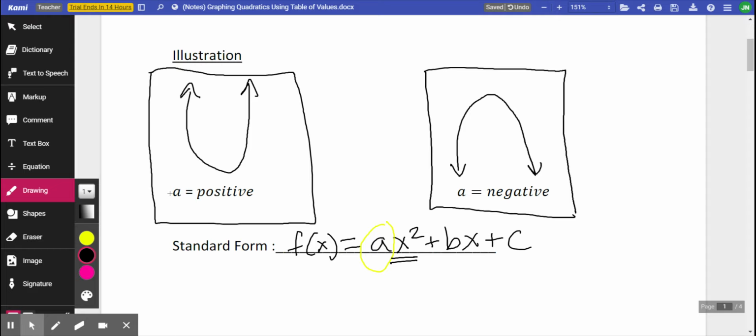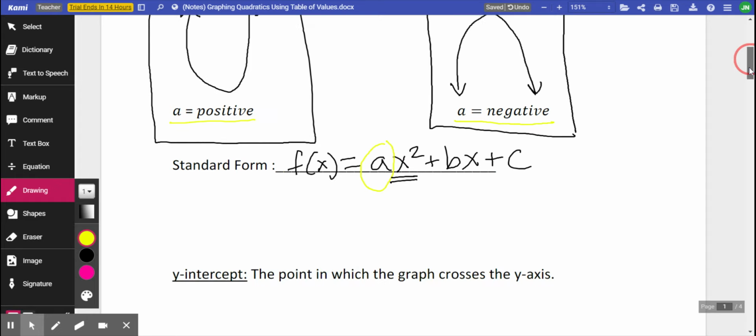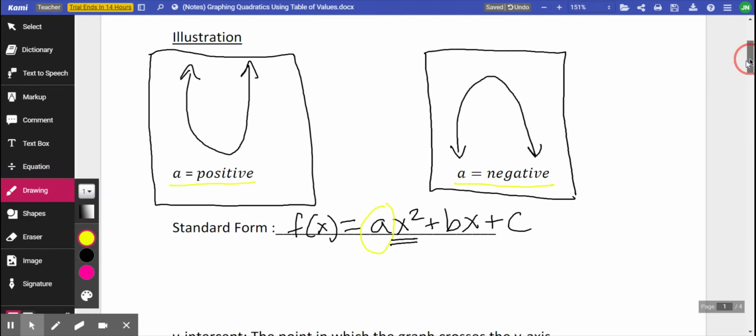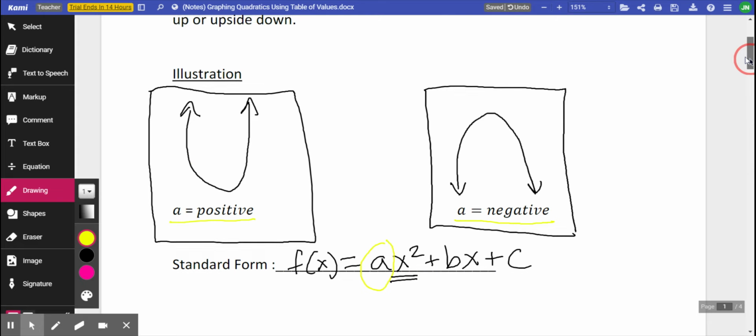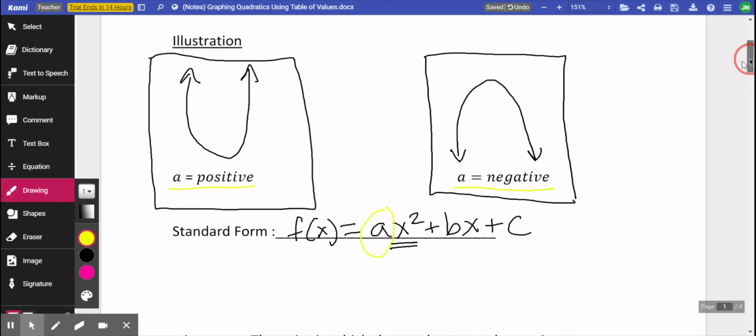But when a is positive, the parabola will be like a regular U. When a is negative, the parabola will be upside down, like an upside down U. Okay? So that being said, how do we actually graph parabolas? By using a couple of things that we already know from past lessons.